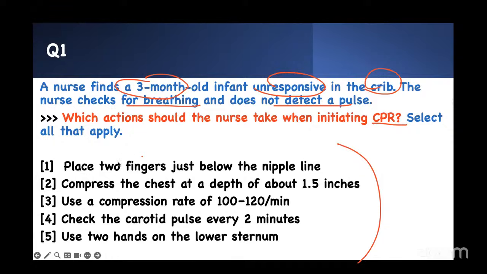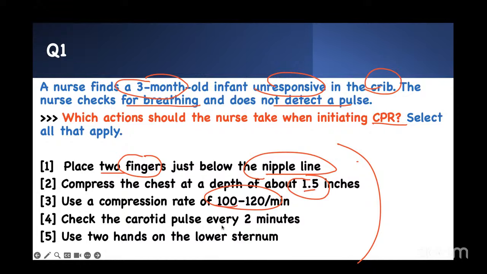I see fingers. I'm picking it, and I make sure it's in the same direction. Two fingers on the nipple, just below the nipple. And the depth is appropriate, not 2 inches, 1.5 inches.